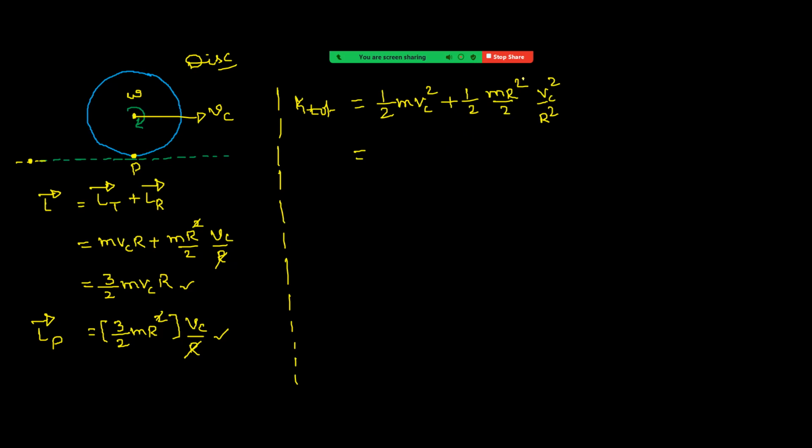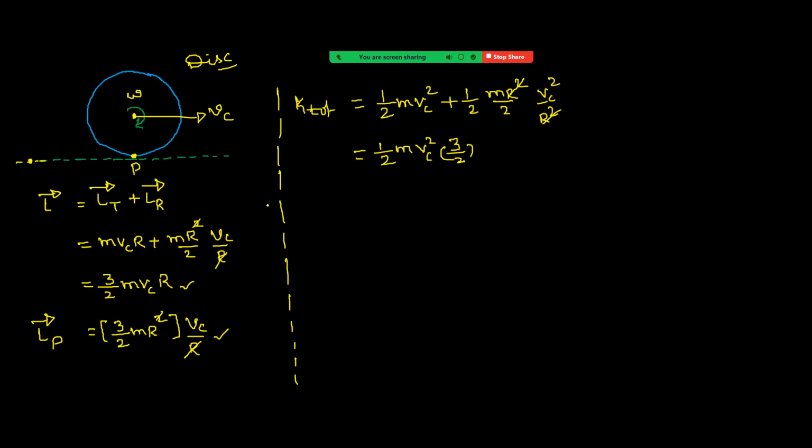See what we get? R square cancelled. So I can take half mvc square common. Here 1, and it is now 1 by 2. It is now 3 by 2. That means the kinetic energy is now 3 by 4 mvc square.